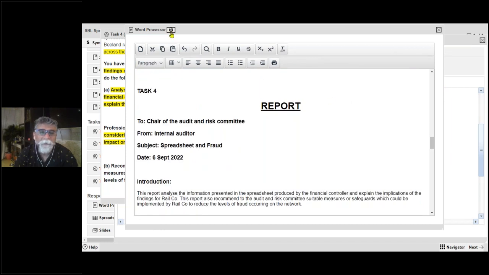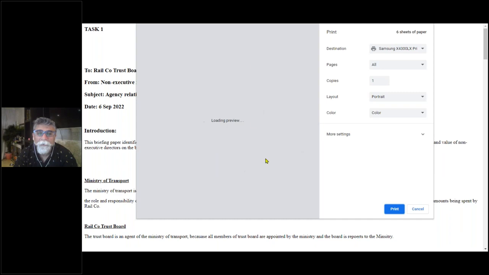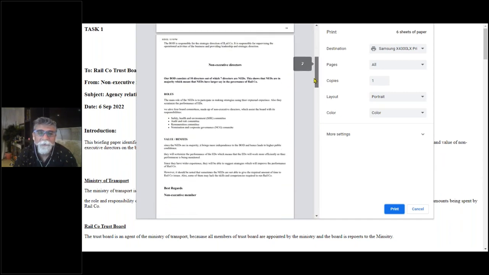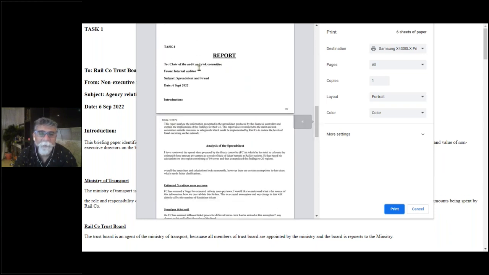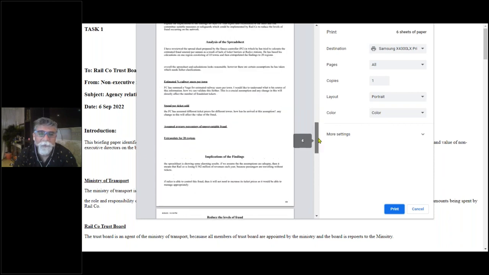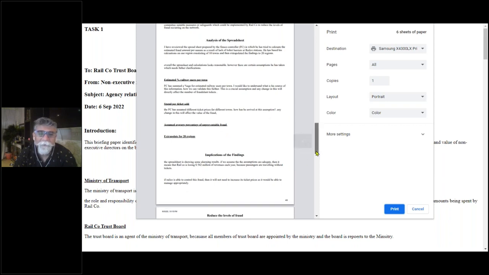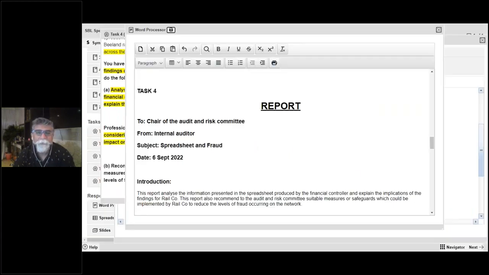Okay, just to see how the answers look. This was yesterday, we did non-executive directors, and this one is today. Report to the chairman, and so on. Then we said analysis of the spreadsheet. We gave all these points, implications of findings, and now we have to talk about reducing the level of frauds. Good.